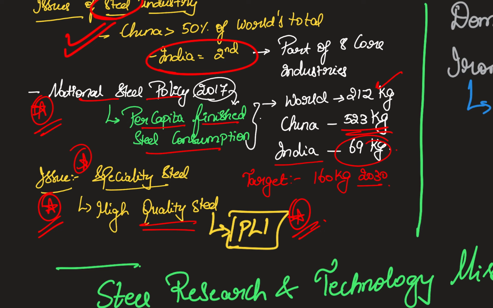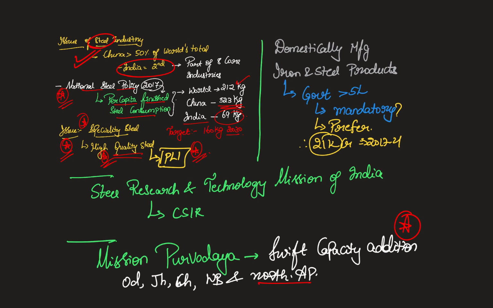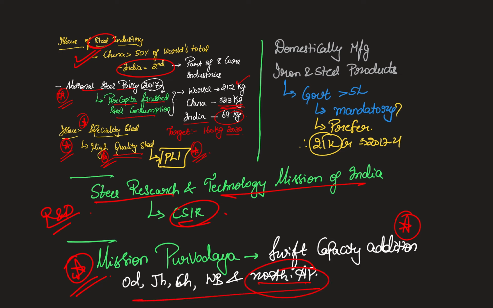Now, the government wants to focus on incentivizing those companies which are producing this high quality steel. And this isn't the first step. Previously, companies demanded that the government support their R&D activities, and the government, under the CSIR laboratories, launched the Steel Research and Technology Mission for India. Apart from this, there was also the scheme called Mission Purvodaya, which focused upon certain eastern states and northern Andhra Pradesh, where swift capacity addition was focused upon for creating steel clusters.